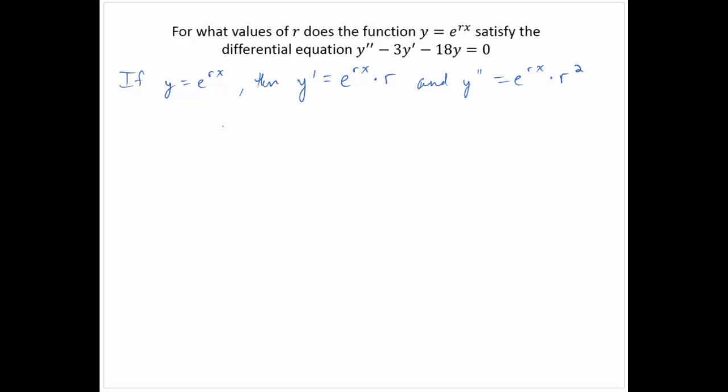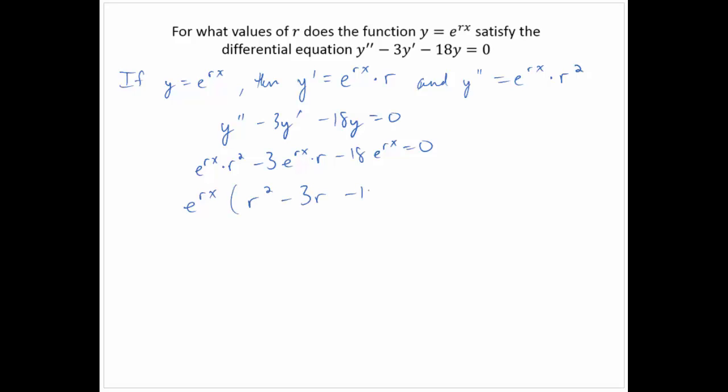So if we have y double prime minus 3y prime minus 18y is 0, then that becomes e to the rx times r squared minus 3 e to the rx times r minus 18 e to the rx equals 0. Notice that all of these terms have a factor of e to the rx. So I can rewrite this as e to the rx times r squared minus 3r minus 18 is equal to 0.